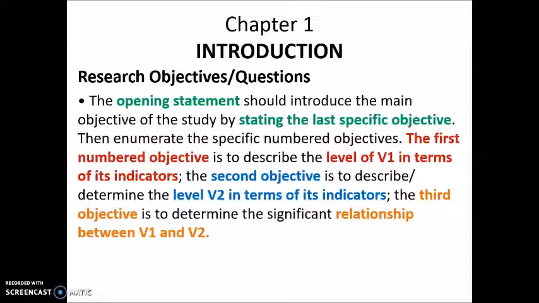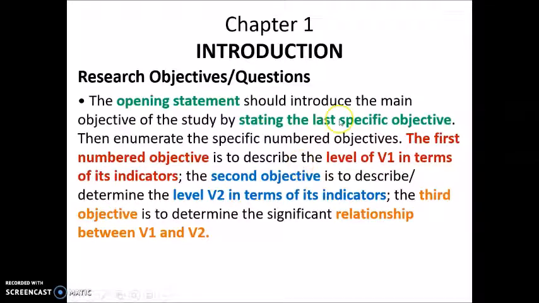Ngayon naman, kung yung research, anong kaibahan ng dalawa? Ang research objectives, of course, it's statement form. And yung research questions, it's in question form. Okay? So, wala tayong research questions. And sa atin, research objectives. Pareho lang naman yun. Okay.